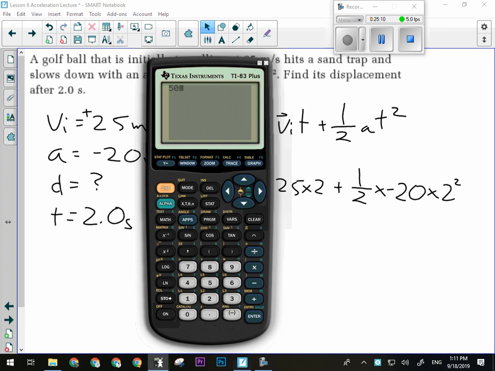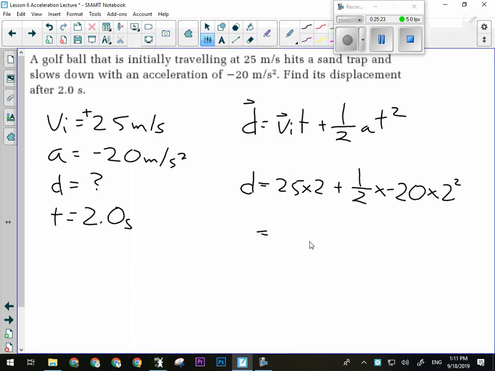So we got 50. That's 25 times 2 plus 0.5 times negative 20 times 4. So its displacement is 10 meters. And since they didn't give me a direction on that, I'm just going to write positive. They gave me the acceleration to be negative, so I'm going to say the opposite of that is positive. Positive 10 meters. We're all right with that.